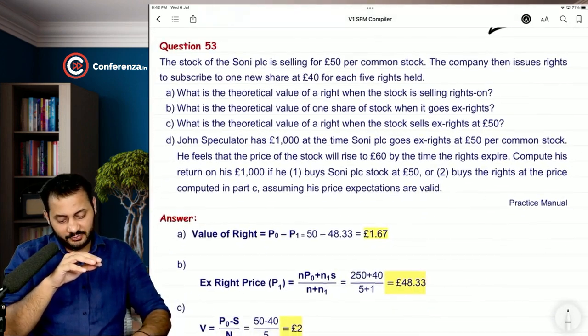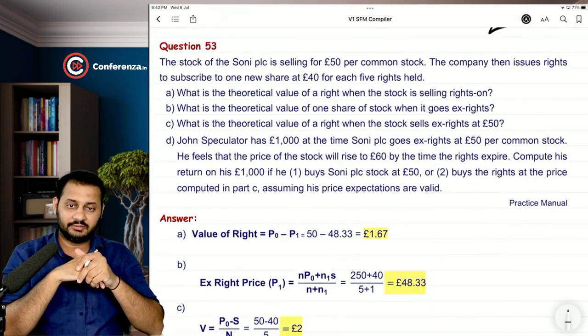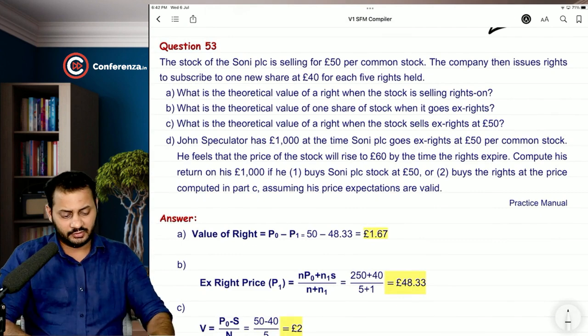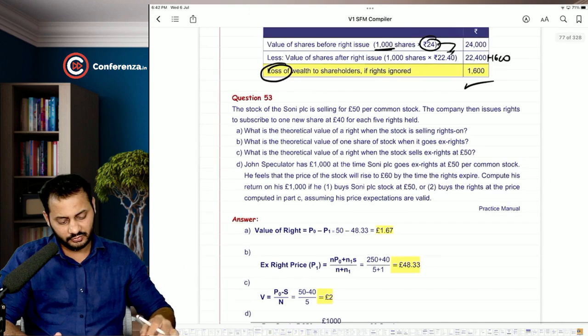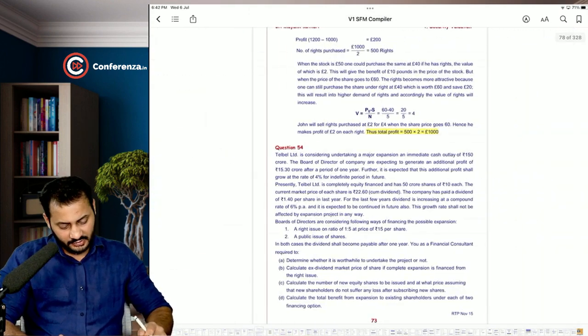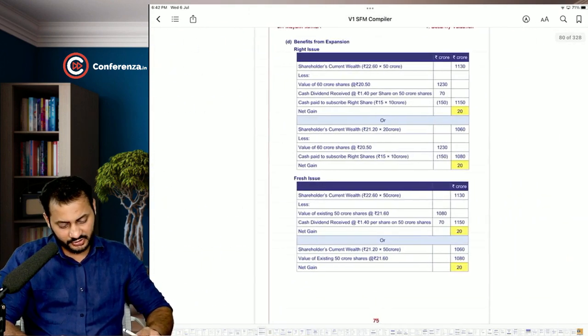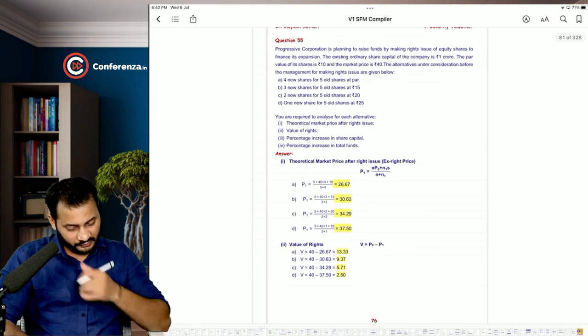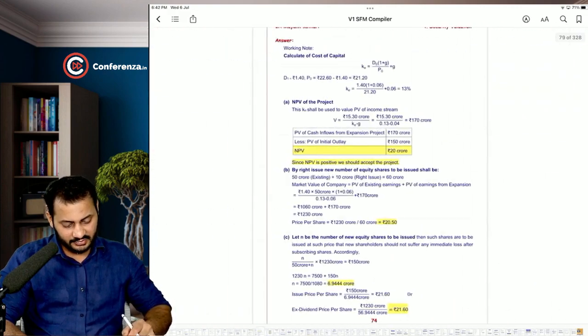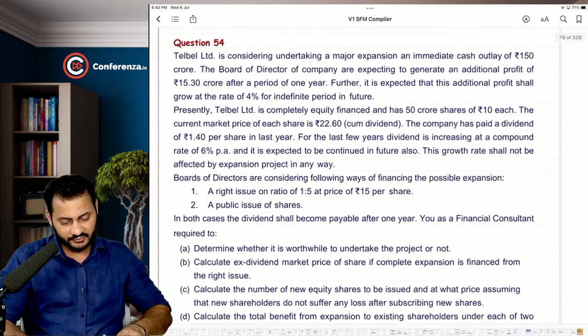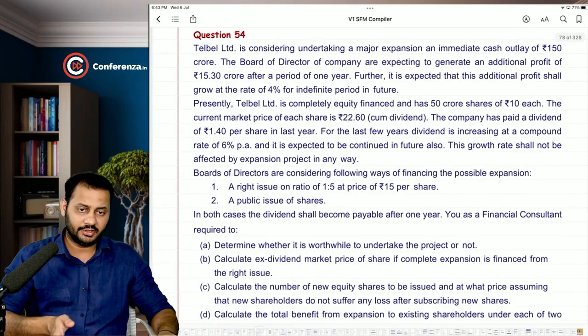Now is an amazing question. I think one of the most difficult ones in the entire right issue topic. Not that much, but it is going to be interesting. Let me see if more questions are there. Questions number 53, 54, 55 are interesting. Only 3 to 4 questions are there in the right issue and we will just finish this entire topic. Okay, let's continue with this.